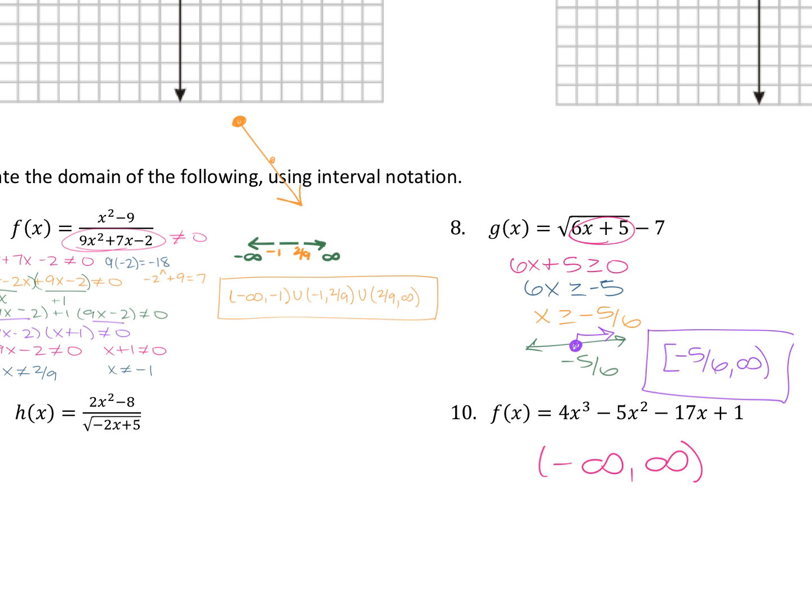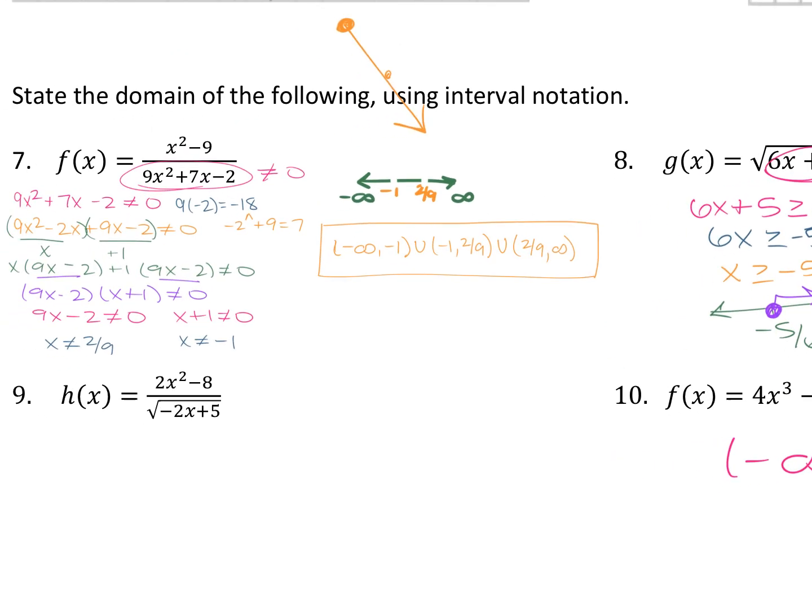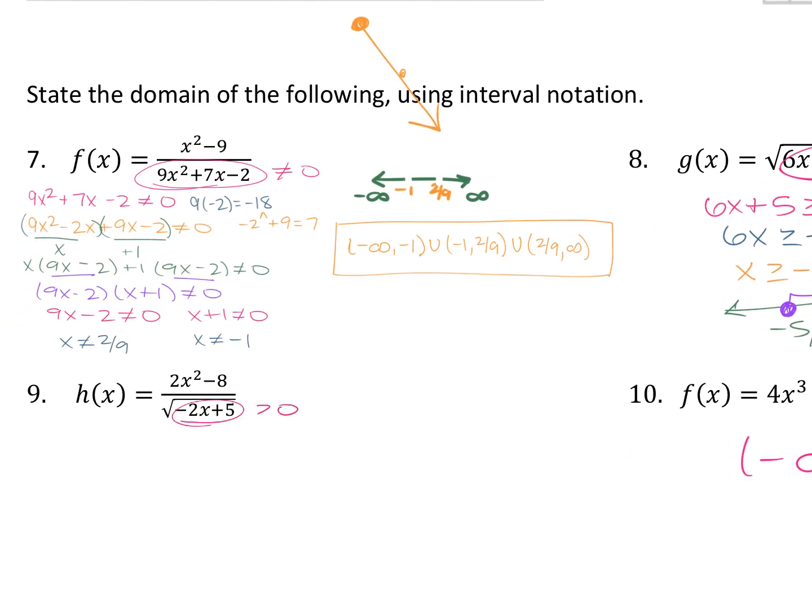Now, if that square root has x under it and it's in the denominator of a fraction, you can't have 0 as a denominator. So that's when we would just set it greater than 0. So like in number 9, you have h of x is equal to 2x squared minus 8 over the square root of negative 2x plus 5. That whole thing, that negative 2x plus 5, since it's under the radical and it's in the denominator, you're going to take that and just set that part greater than 0. Because again, you cannot have 0 in the denominator. It can't be equal to it. So we have negative 2x plus 5 is greater than 0. Move your 5 over by subtracting it from both sides.